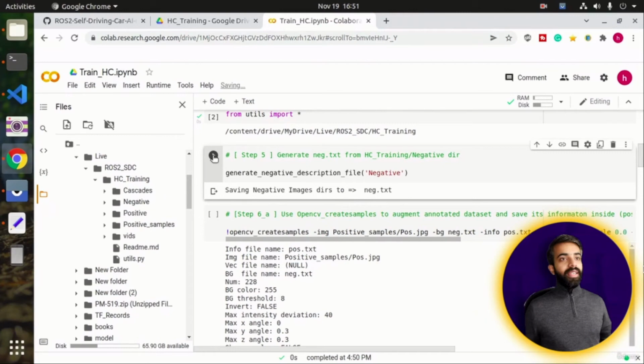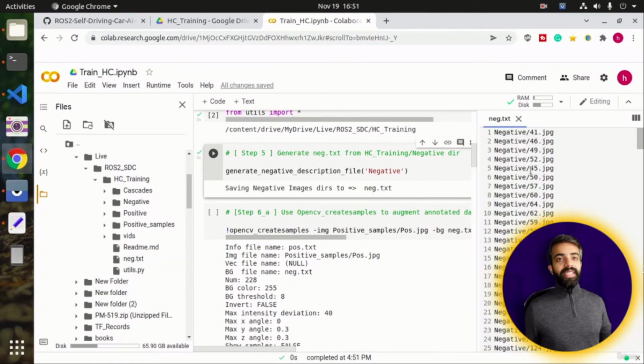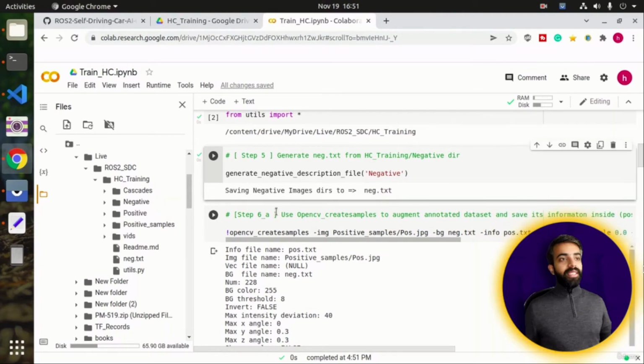And as we do that, the negative.txt gets generated. If you refresh this, you will see that the negative.txt has been generated inside our hard cascade training. Now right here, if you click this, you will notice that it contains all the directory information of all the negative images present inside the negative directory. So if we close this, we can simply proceed on to the next step.